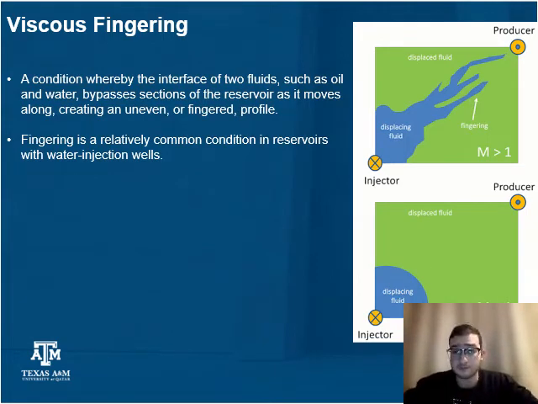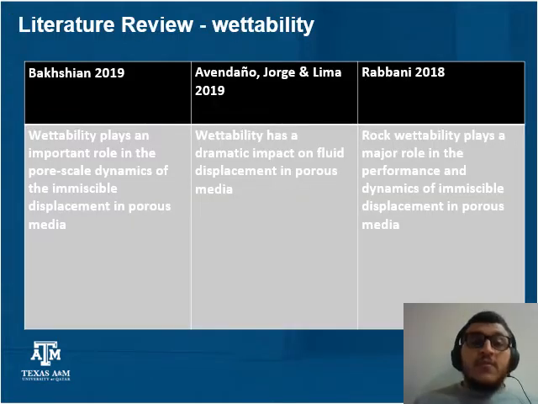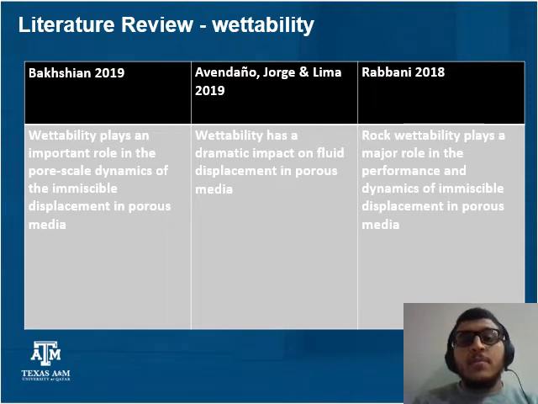At this stage of the study, we conducted an extensive literature review to understand the main factors that affected the efficiency of immiscible displacement. We studied wettability, viscous fingering, saturation conditions, and many more factors related to immiscible displacement. For wettability, which refers to the ability of surfaces to hold contact with liquids, it was found that wettability plays an important role in the pore scale dynamics of the immiscible displacement in porous media. Three different papers by three different authors made that clear, as shown over here.